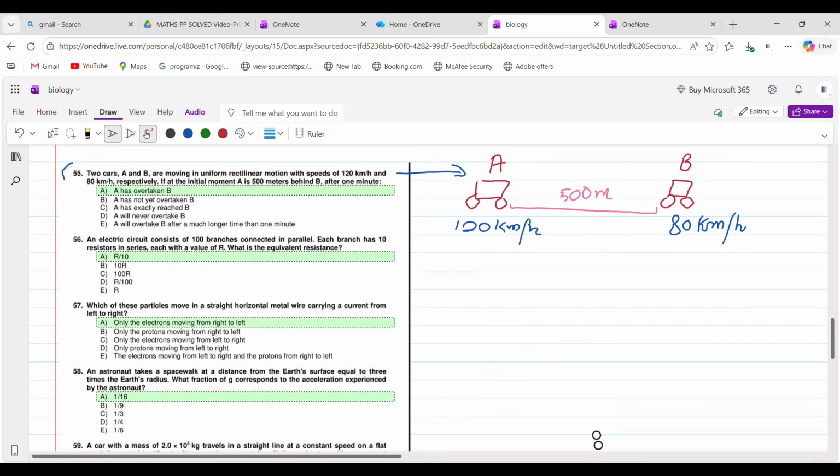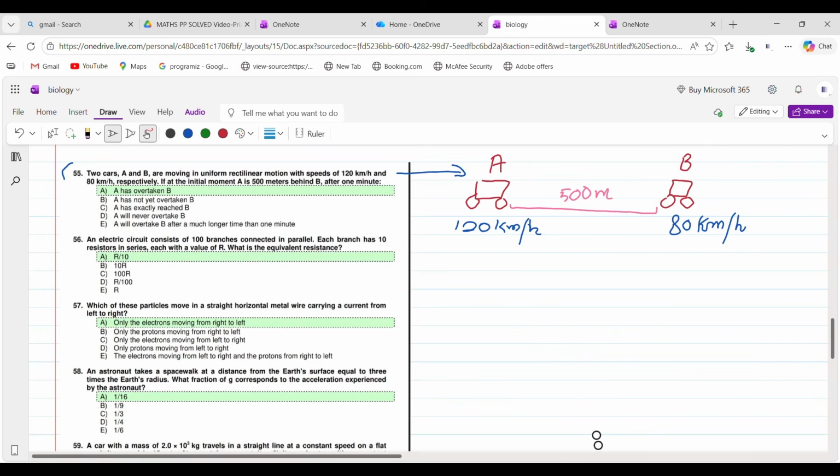Now what's relative motion? See, you have seen the speeds of these individual cars. The speed of A is basically 120 kilometer per hour, and the speed of B is basically 80 kilometer per hour. Now we need to see the relative speed. And what is relative speed? Instead of looking at their individual speeds, you are now comparing these two. I mean, how fast A is, or how slow B is compared to A. So you're comparing the two speeds. This is what relative speed is called.